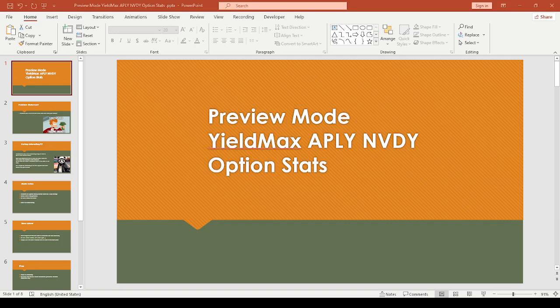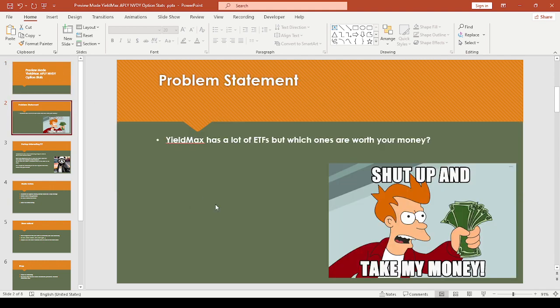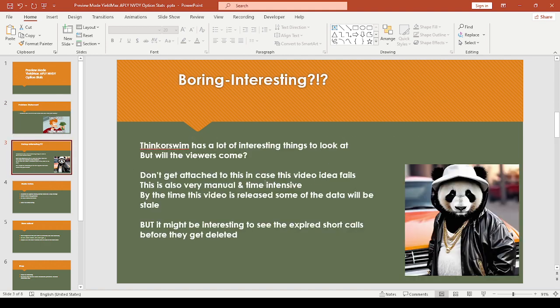So today I'm continuing my, I guess, preview mode of YieldMax ETFs using some of the option stats. For example, I'm going to try APLY and NVDY today. YieldMax has a lot of ETFs, but which ones are worth your money? That's what I'm trying to figure out using this new format.